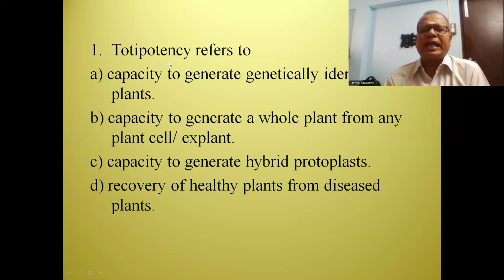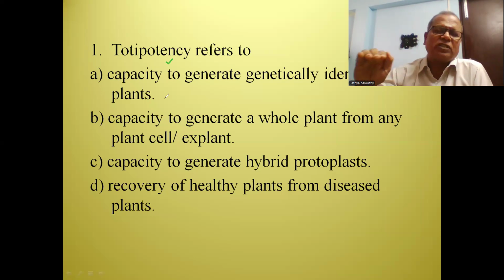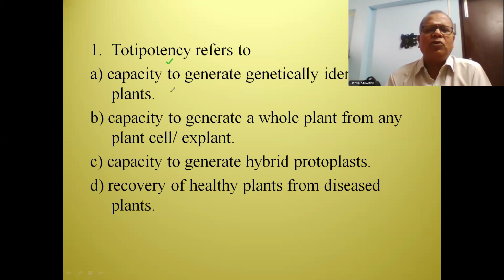The first option is capacity to generate genetically identical plants. The genetically identical plants are called clones. The process is called micropropagation. So this is not the correct answer for question number 1.